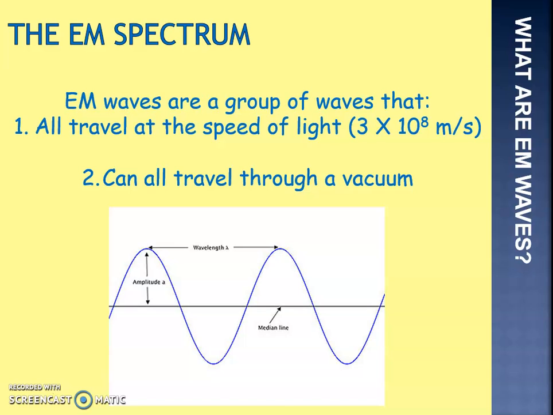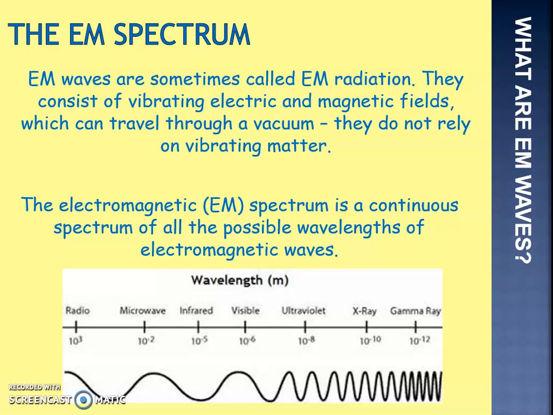All these waves will carry energy with them, and they can all, as I say, travel at the speed of light, so all travel at the same speed, and they don't need a material to travel through. They can travel through any area at all. They don't need particles to do it. They're sometimes called electromagnetic radiation, and they consist of vibrating electric and magnetic fields. So they don't rely on vibrating matter. That's the reason they can travel through a vacuum.